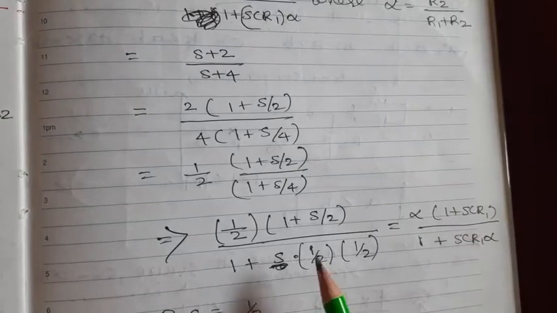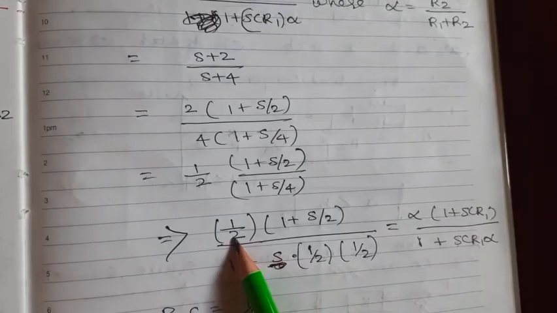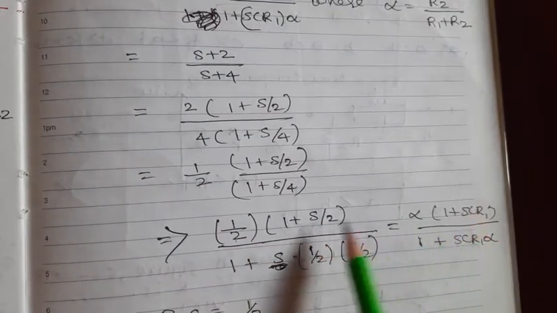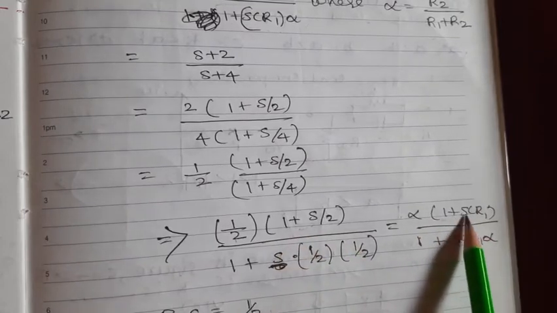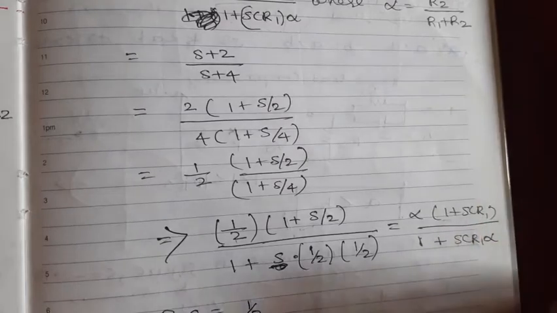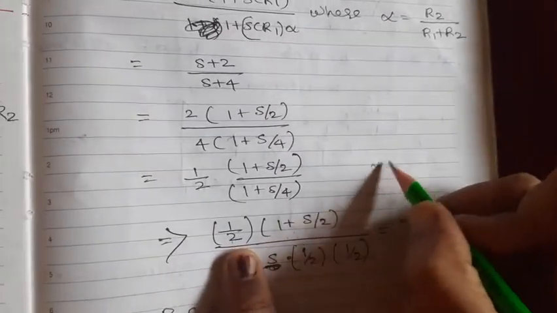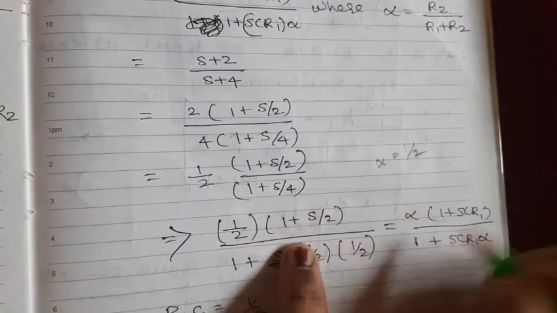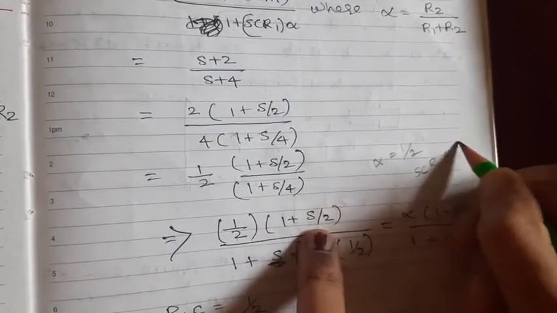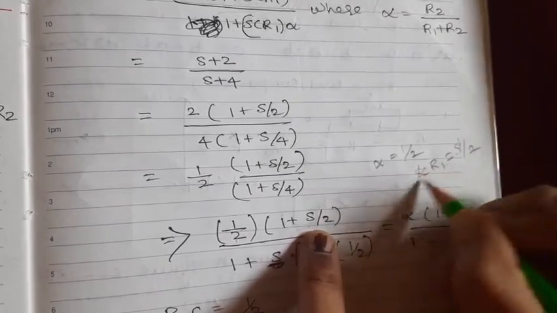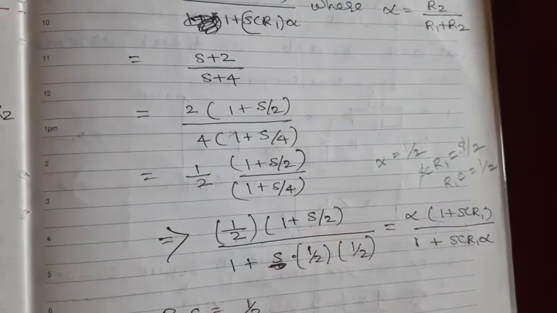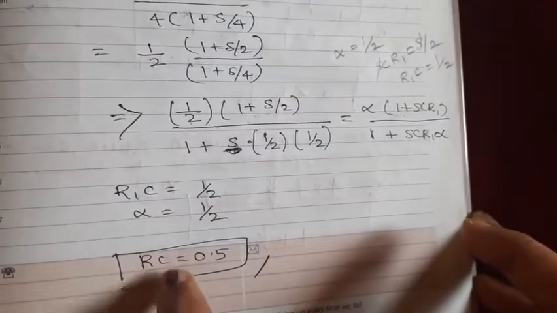So simple. Now see, this is the alpha value. Then 1 plus SCR1 is nothing but 1 plus, common, then SCR1. So what is R1? So alpha is equal to 1 by 2 from the given one, right? Then 1 plus SCR1 equal to S by 2. SCR1 is equal to S by 2. So what is R1C? R1C is 1 by 2. So RC value is nothing but 1 by 2 only, 1 by 2 or 0.5.